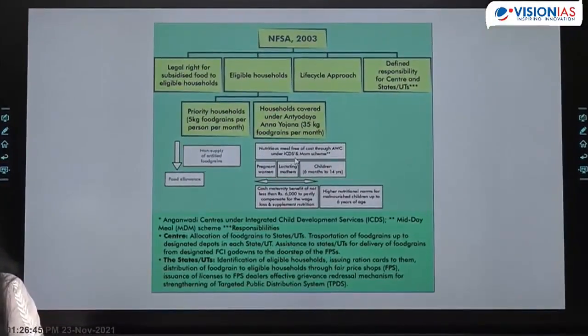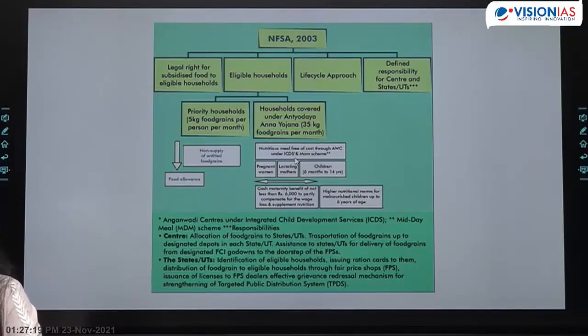The National Food Security Act basically provides you the legal right. There are certain eligible households who are entitled to subsidized food. Is that clear? Then who are those eligible households? The priority households would be provided 5 kg of food grains per person per month. And those who fall under Antyodaya Anna Yojana would be provided 35 kg of food grains every month. In case they fail to provide the food grains, a food allowance would be provided.